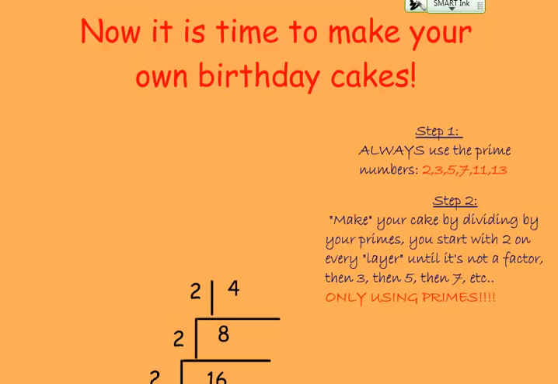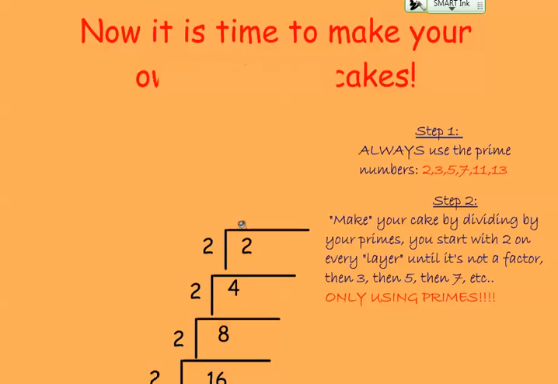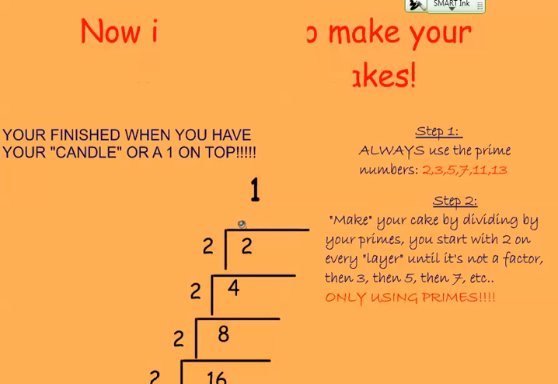So I write my 4, draw a layer, divide by 2 again. 2 goes into 4 2 times. So I have a 2 here. 2 goes into 2 1 time. And that's how we know when we're finished, when you have your candle, or a 1, at the top.